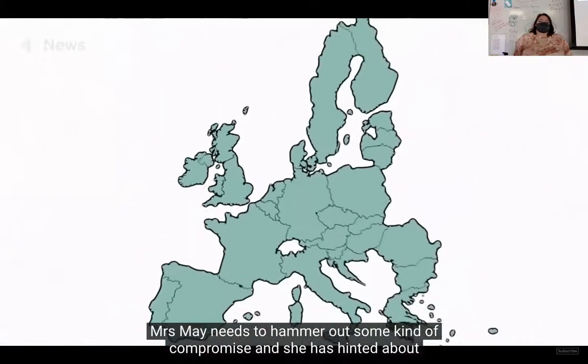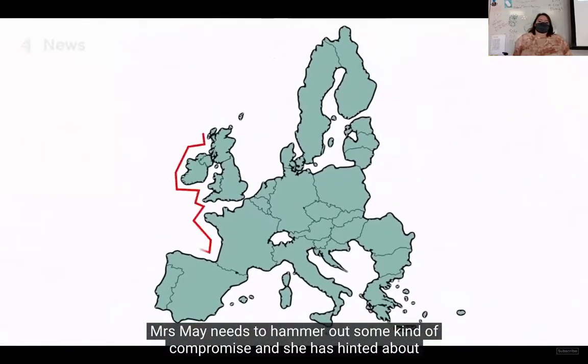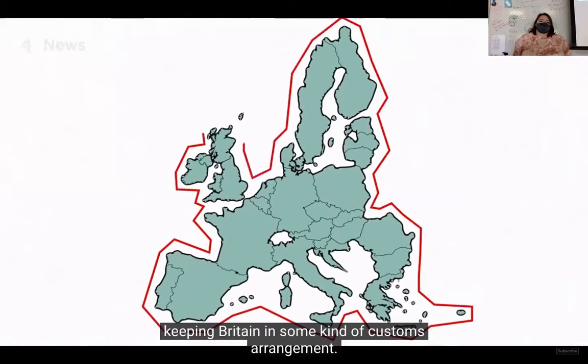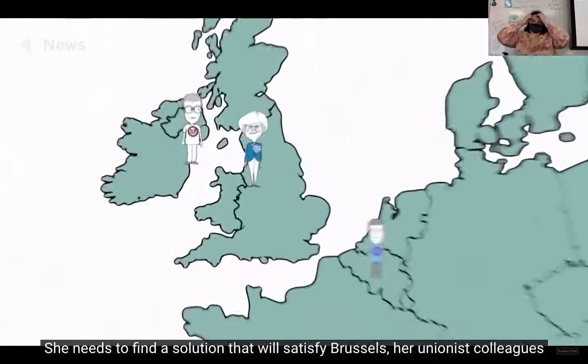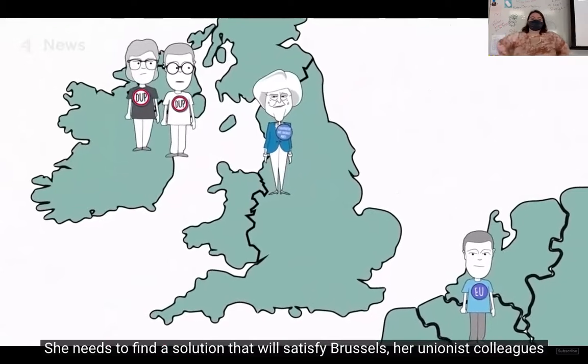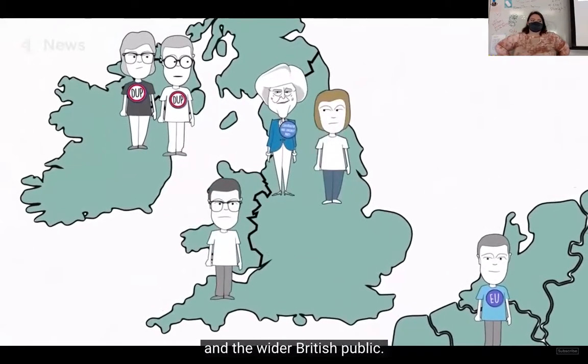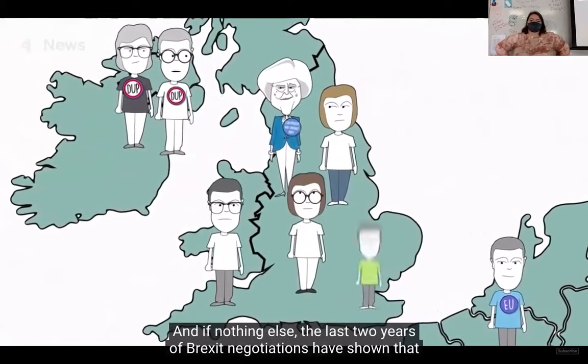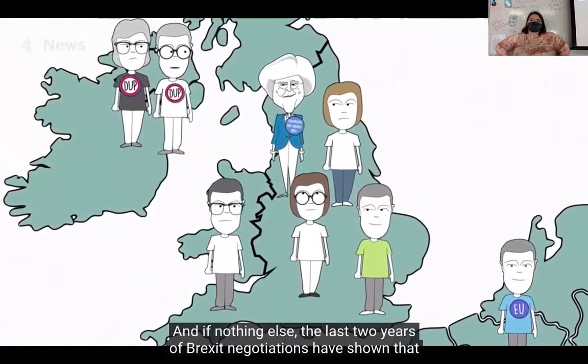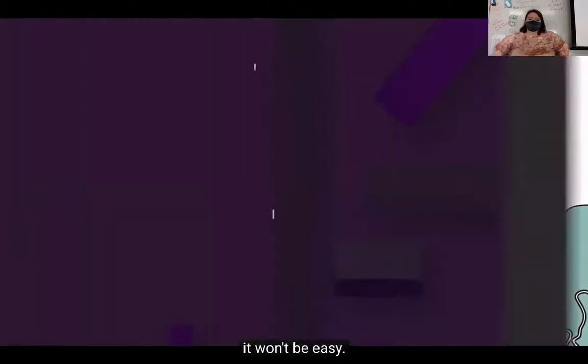Mrs May needs to hammer out some kind of compromise, and she has hinted about keeping Britain in some kind of customs arrangement. She needs to find a solution that will satisfy Brussels, her Unionist colleagues, and the wider British public. And if nothing else, the last 2 years of Brexit negotiations have shown that it won't be easy.